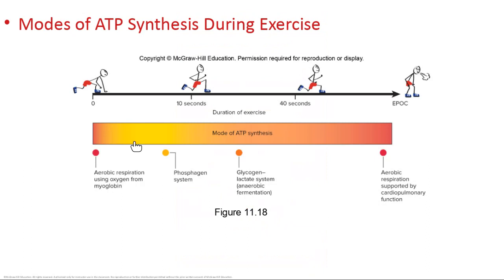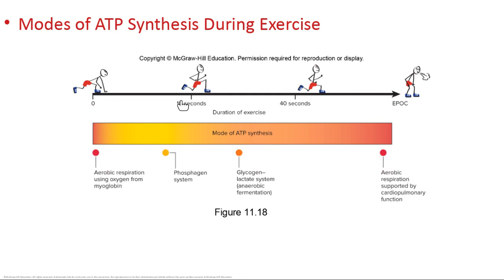So this picture is just showing you which one of these processes we're going to be using given time. Okay, so in the beginning, you just start out exercising. You're doing aerobic respiration. Remember that you have myoglobin. Myoglobin in your muscle cells stores oxygen. So with aerobic respiration, it's very easy. You don't need to replenish your oxygen levels at this point. You're just starting. Okay, it says here 10 seconds.